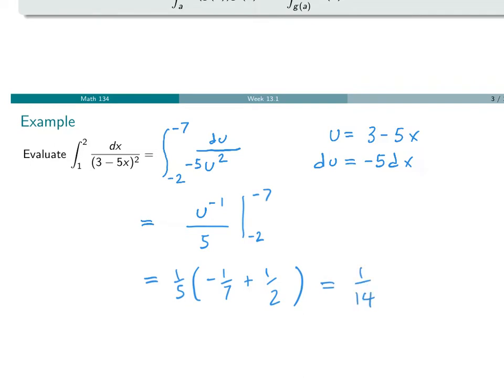So all this boils down to 1/14. Notice that our answer is simply just a number. There was no need to do our back substitution to get things in terms of x, really because we're just looking for the area underneath this curve from 1 to 2, and that answer is directly 1/14. 1/14 is equal to all of these expressions above.